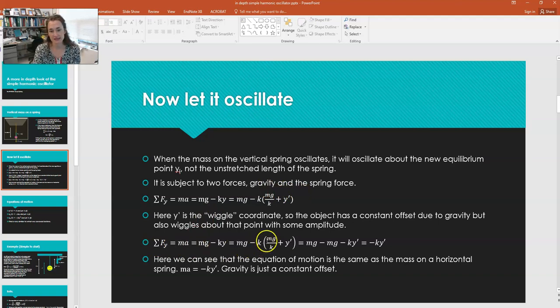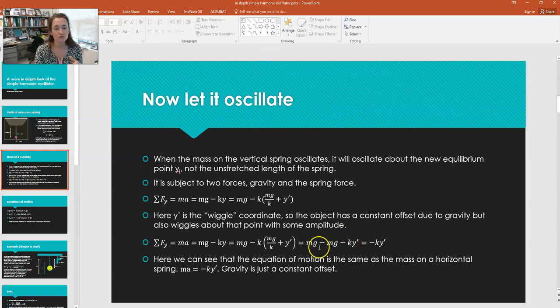Then you can see that if you multiply through in this expression by k, you get mg minus mg over k times k minus ky prime. And so then those mg's cancel each other out, mg minus mg, and you're just left with minus ky prime. Now, this is basically the same differential equation. ma is equal to minus ky prime. This is the same differential equation that we solved before for a mass on a horizontal spring.